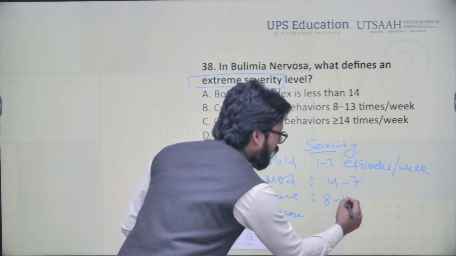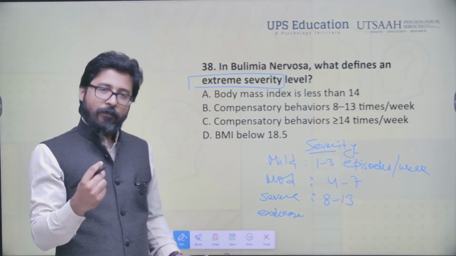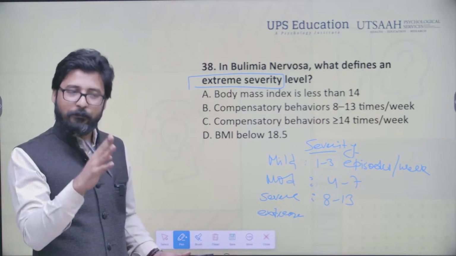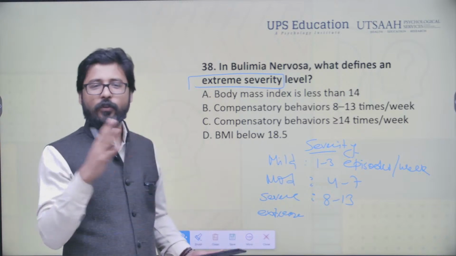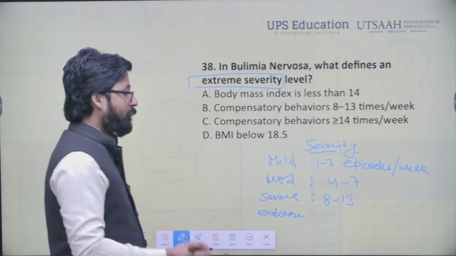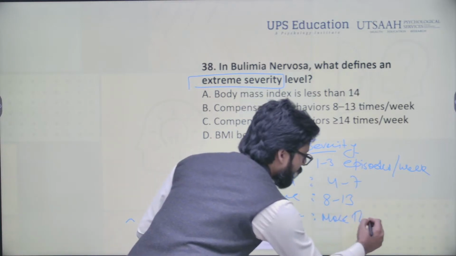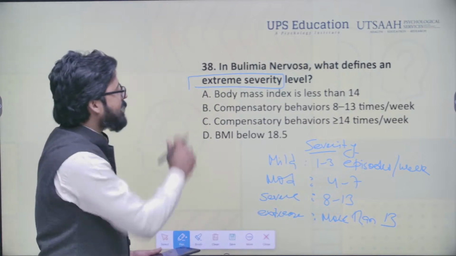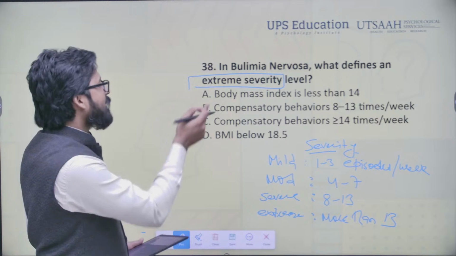8 to 13 means at least one episode in a day, and it could be two as well. So 1 or 2 episodes per day, but we are evaluating on the basis of a week. So 8 to 13 per week, and if more than 13, that will be extreme. So here you can see in bulimia nervosa, what defines an extreme severity level?